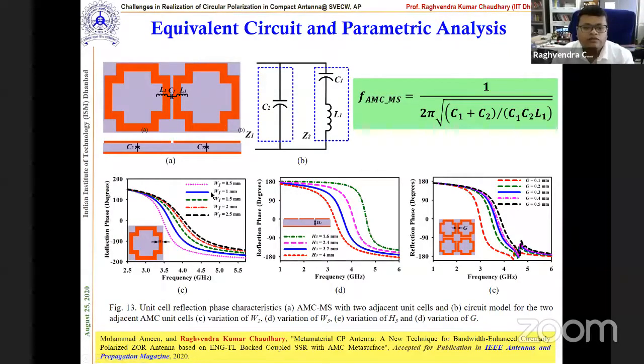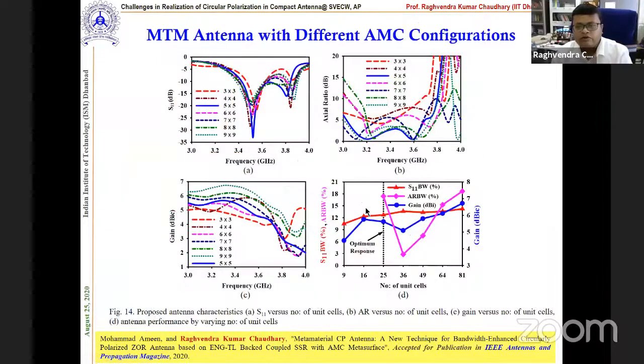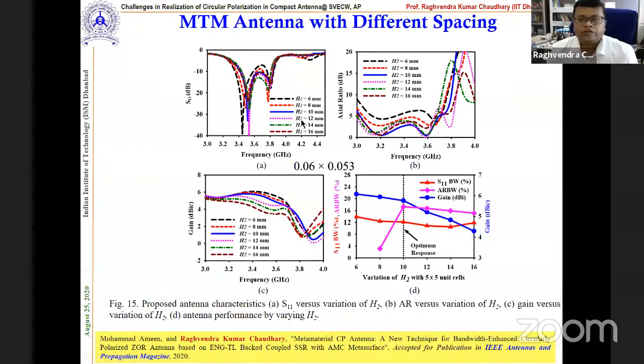And further, we found the W1, H3, different heights, widths, and all the things. We analyzed this and what is actually happening, correct? So this is not actually the point of focus. I'll not discuss so much here. Later on, we found that a 5x5 array is okay for this kind of application we are seeking here. So finally, we fixed all heights and the gap between the antenna and the AMC, correct?